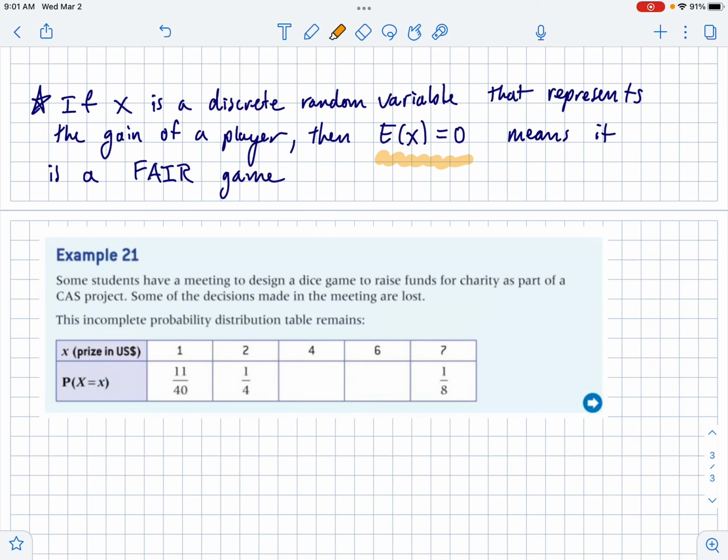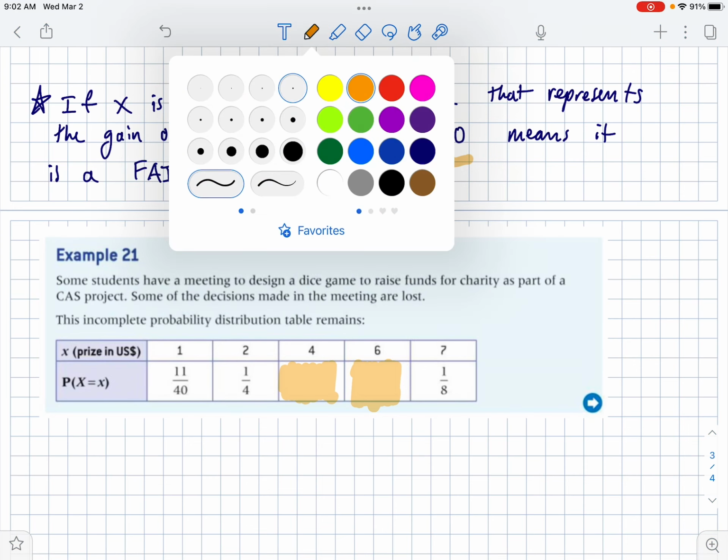All right, this problem. Some students have a meeting to design a dice game to raise funds for charity as part of their CAS project. Some of the decisions made in the meeting are lost. So they lost these 2 boxes right here. They don't know the probability for 4 or the probability for 6. This is prize money. They're raising charity, so this is how many dollars they're raising each time. At any rate, what we're going to do with this is determine the missing entries in the table and find the probability distribution.